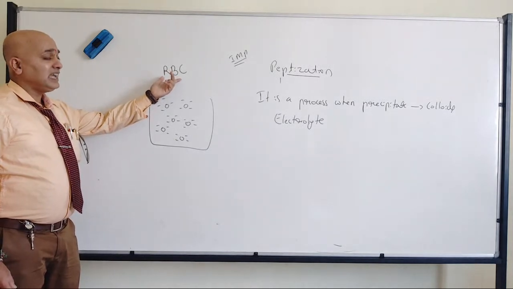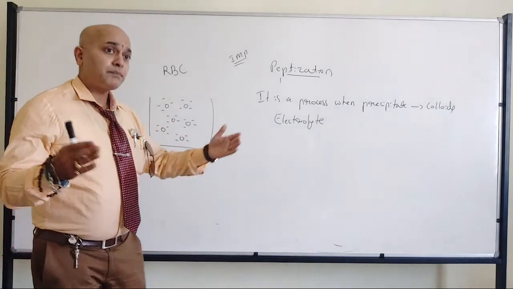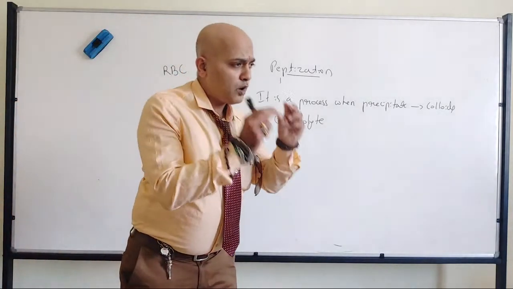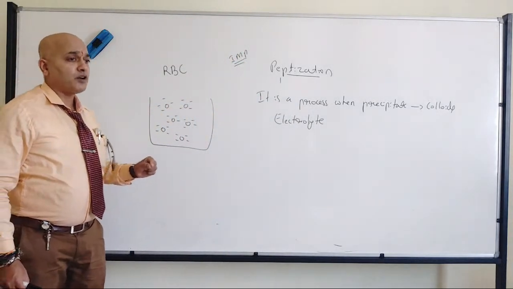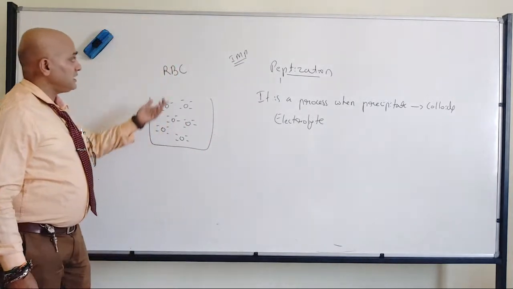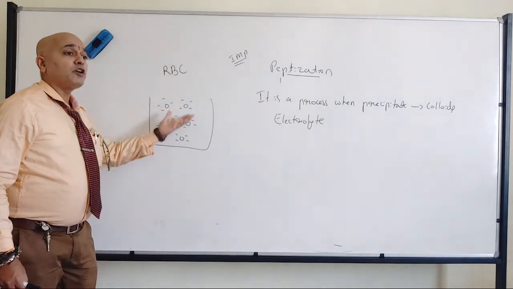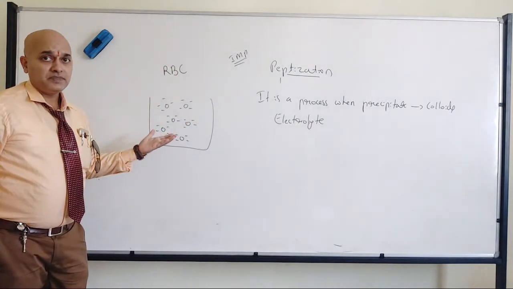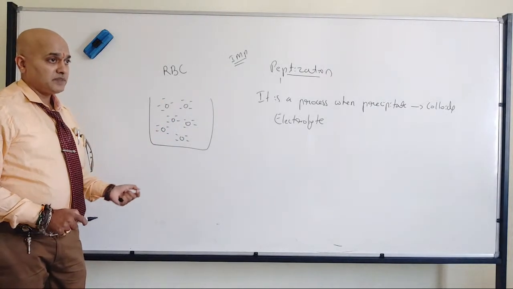So they will carry the negative charge. That's why they will repel each other. They will stay separate only. Although in a small volume, in 1 microliter of blood, we can have around 3 millions. Can you imagine? 30 lakhs approximately RBC in 1 microliter. But still they are not going to get clumped. That is due to the same charges present on the surface.